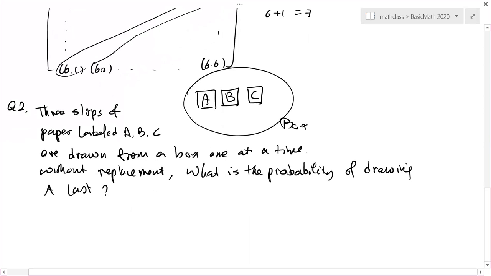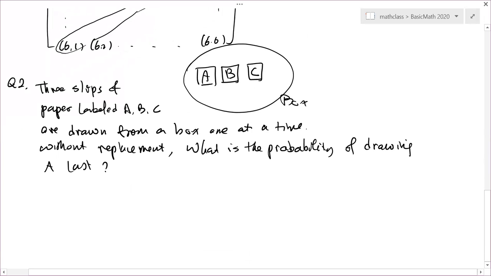Okay. So you think 1/3? Andrew says also 1/3. Any different answers? Okay. So let's look at the box.